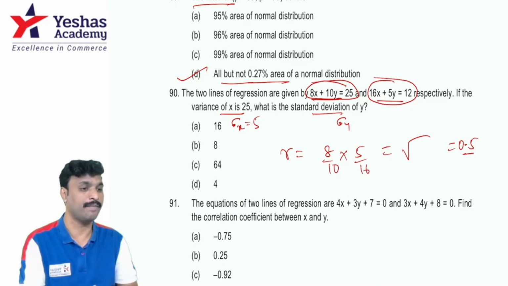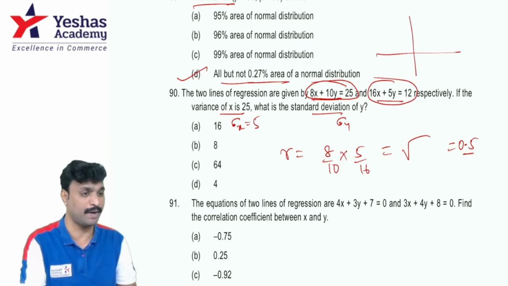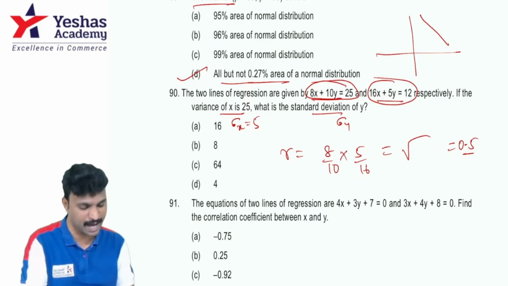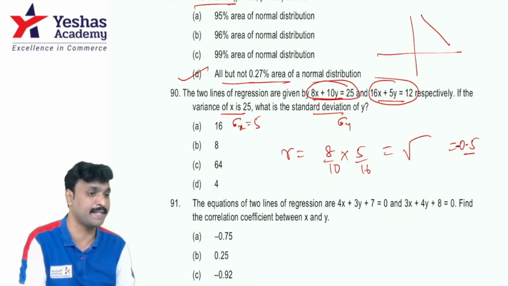0.5. Now, the nature of the line: both x and y are of the same signs, so it is upper left to lower right. So decreasing, that means r is negative. So r is minus 0.5.